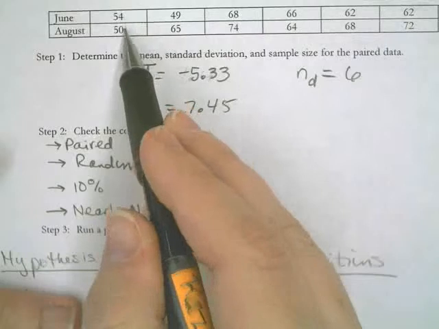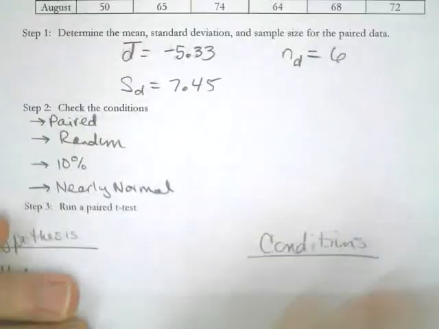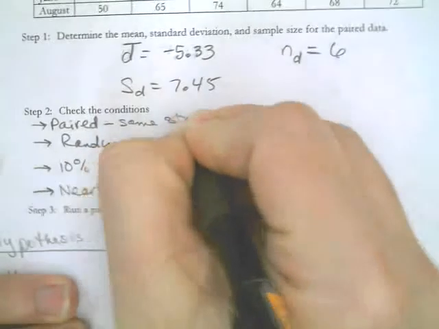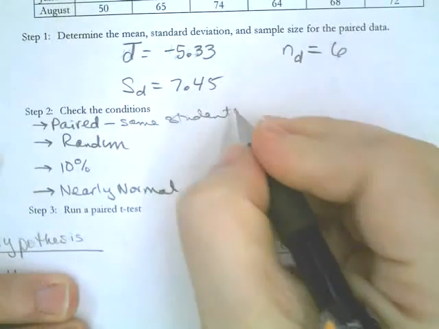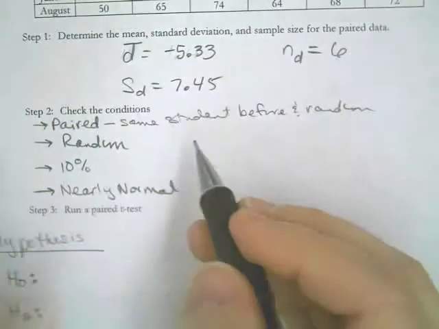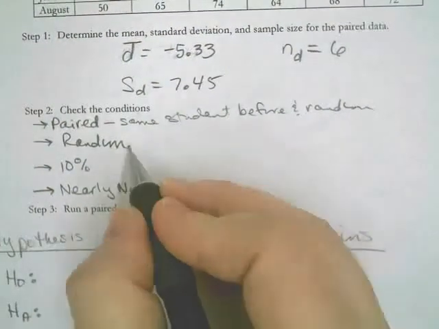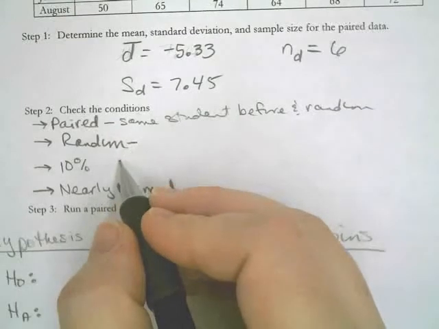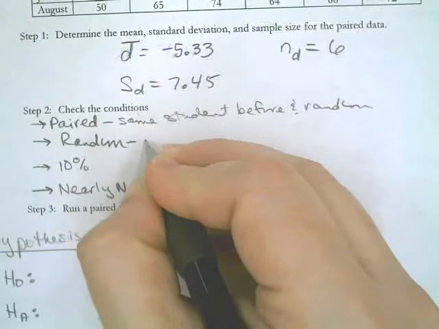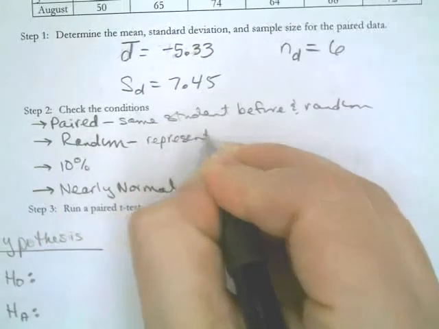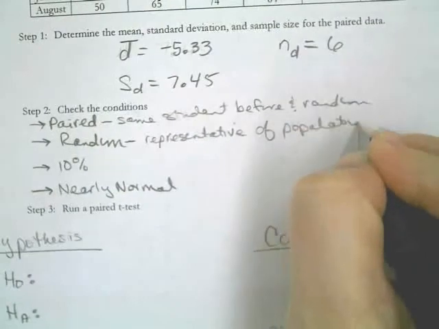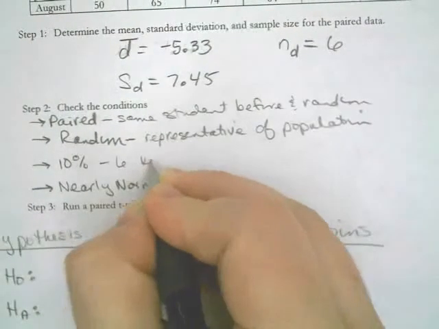Okay? So when we check our conditions, yes, these are paired. It's the same student before and after. Is it random? Okay. It doesn't really say whether or not it's random, but this is where we can say that we think that this is a representative sample of the kids who take the test. So representative sample of all students of the population. I definitely know that 6 kids is less than 10% of the population.